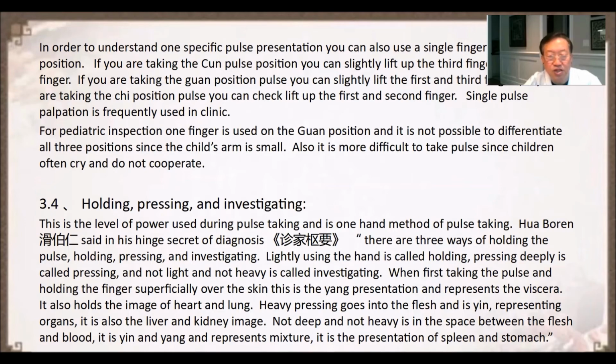When first taking the pulse and holding the fingers superficially over the skin, this is the yang representation and represents the viscera. It also holds the image of the heart and lung. Heavy pressing goes into the flesh and is yin, representing the organs. This is the liver and kidney image. Not deep and not heavy is in the space between the flesh and blood. It is yin and yang and represents mixture. It is the presentation of spleen and stomach.